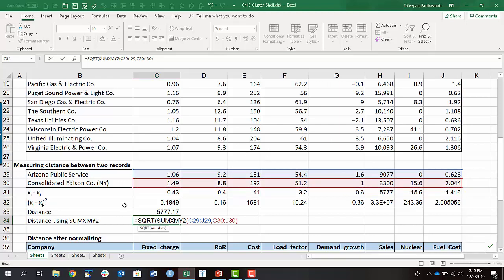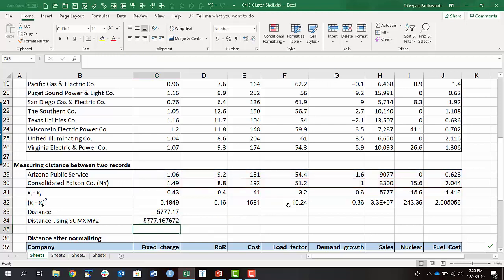So the sum of this row. Then of course we have the square root, and that will give us the distance. So this function will directly give you the distance. You don't have to set them up individually and then find the distance.